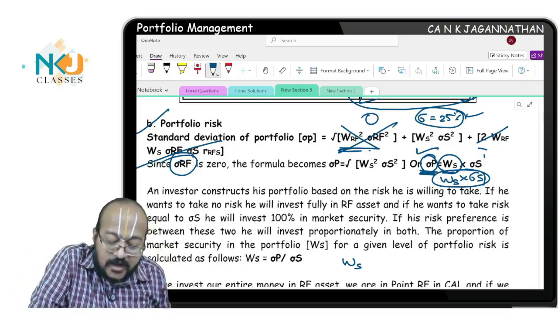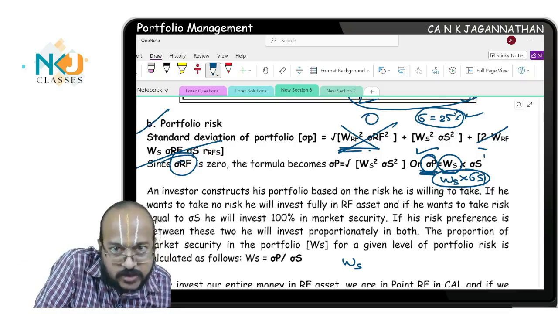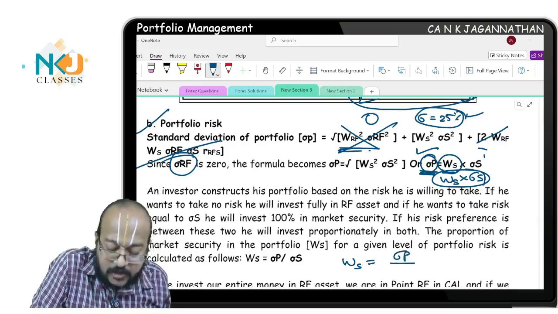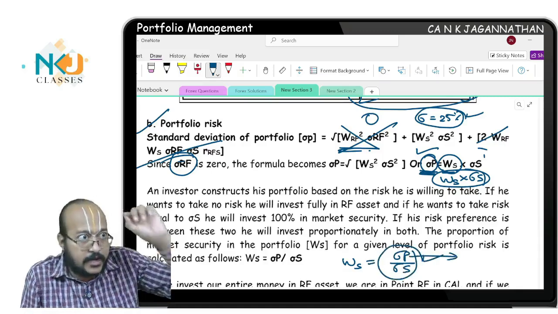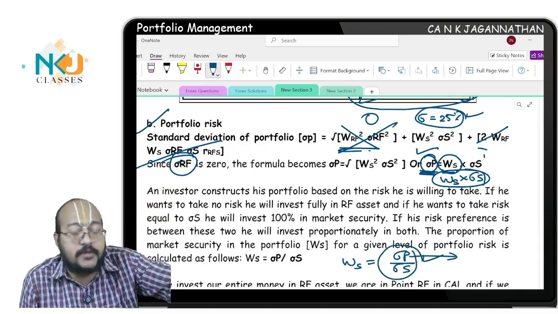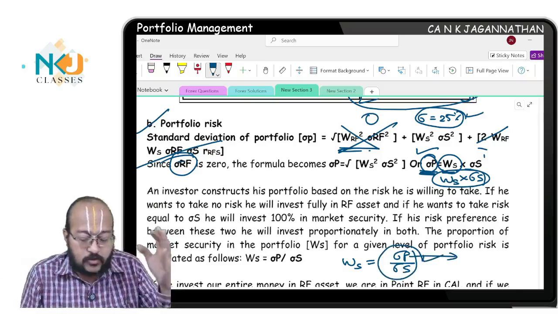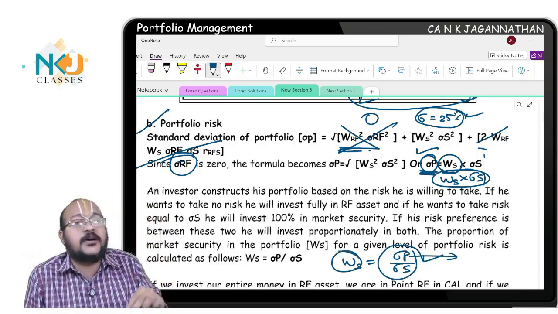Just to rearrange: sigma P is equal to weight of security into sigma S. So weight of security is nothing but sigma P by sigma S. Are you all understanding? This is sigma P, the target portfolio risk which the question mentions, divided by sigma of the individual risky security. If you do this, you will get the weight of the risky asset inside the portfolio.